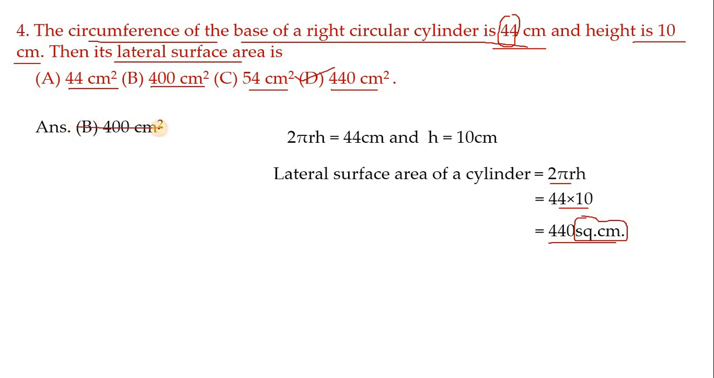Here you write option D, children, not option B. So you write option D, that is 440 square centimeter. So next, move on to another problem.